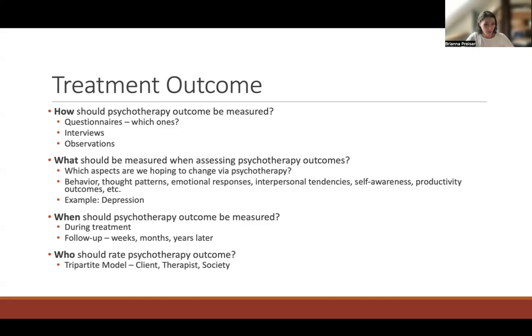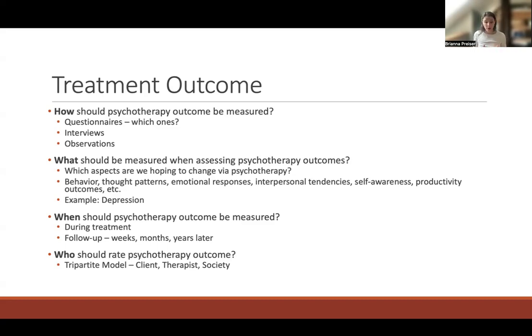So when should psychotherapy outcomes be measured? This can vary as well based on a couple different things. So what we care about is actually evaluative. And what I mean by that is determining after the fact how well therapy worked. The measurement could occur immediately after therapy ends, or it could occur as a follow-up a week after, a month after, a year after, or some other predetermined amount of time.